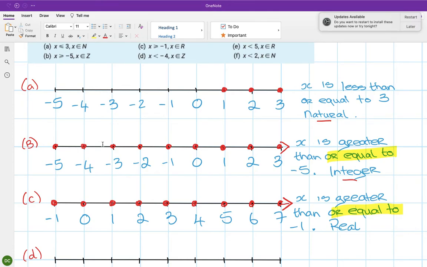And then do I shade in between? So this set is real numbers, and real numbers does include fractions and decimals. So I do have to, I'm actually just going to do this with a really thick line. Hang on, just save me.